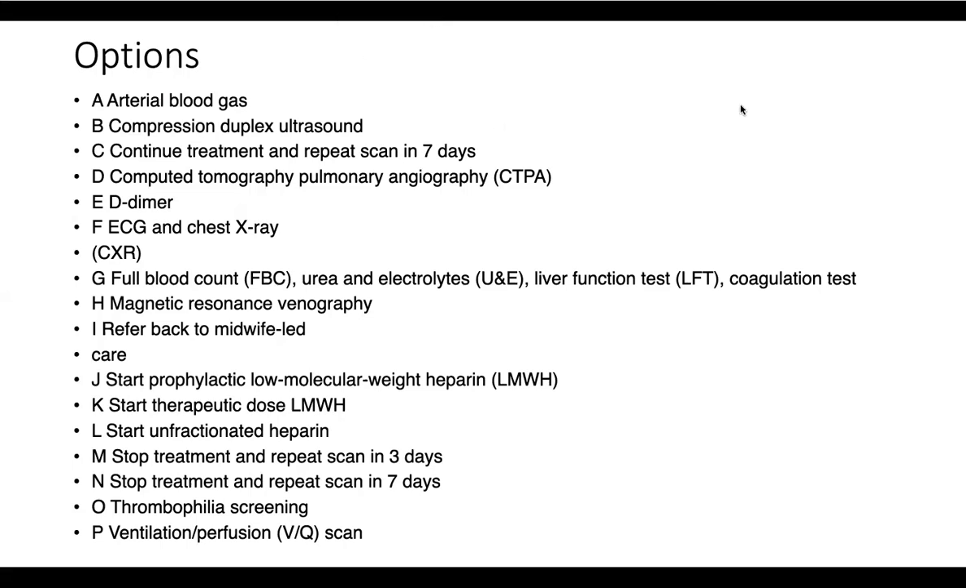Okay, friends. So I can see here, some suggested B. B is compression duplex ultrasound. We even said that the low molecular weight heparin will be before the ultrasound. It's not the recommended investigation or the best investigation or even the gold standard tool for diagnosis. It's a next step in the management.